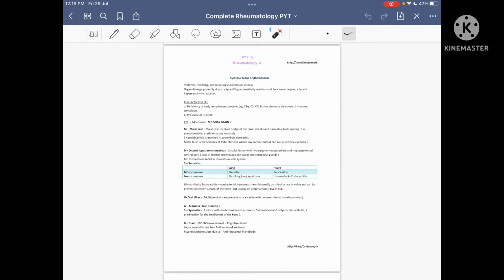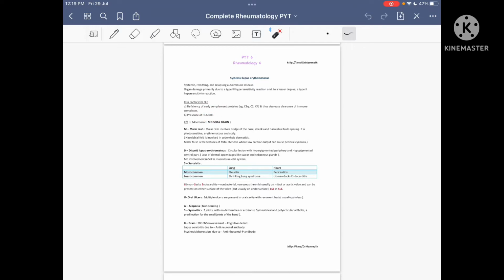Hello everyone, today I will quickly narrate through the topic SLE and antiphospholipid syndrome. SLE is primarily due to type 3 hypersensitivity reaction. Factors for SLE are deficiency of early complement proteins C1q, C2, C4 and presence of HLA-DR3.